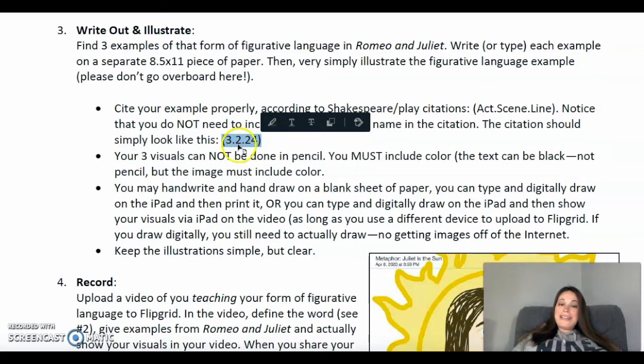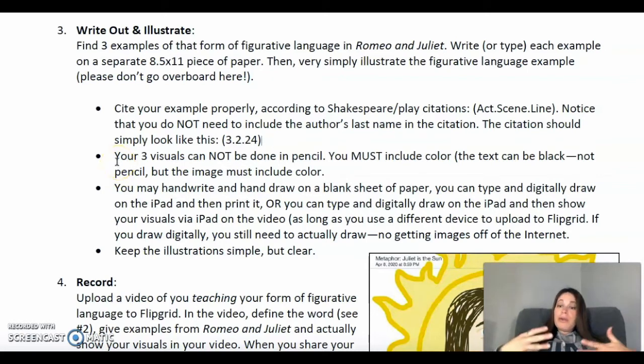2 means that it's scene 2, so Act 3, scene 2, dot 24, which stands for the line number. And by the way, I have no idea what line that is, so hopefully it makes a little bit of sense. So again, you need to actually cite it. Your 3 visuals, and by the way, there should be 3 because you're going to have 3 examples, right?